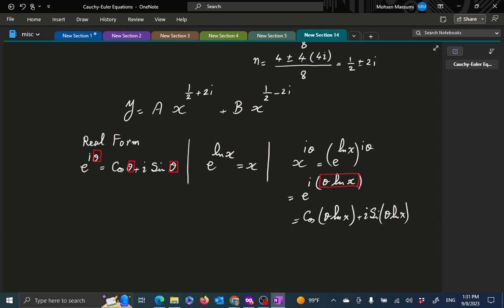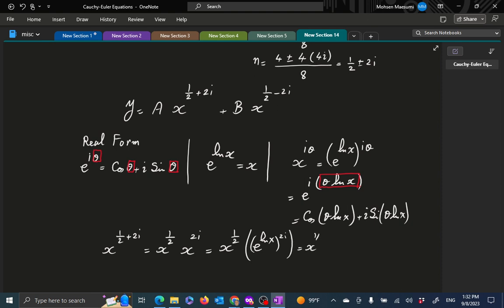Let's practice. If I have x to the power of 1/2 plus 2i, what do I do? X to the power of 1/2 is not objectionable to me. I know that's the square root of x. I'm multiplying it with x to the power of 2i. So x to the power of 1/2 times x to the power of 2i, let's write it, is e to the power of the logarithm of x to the power of 2i.